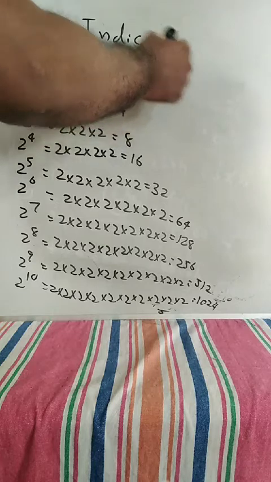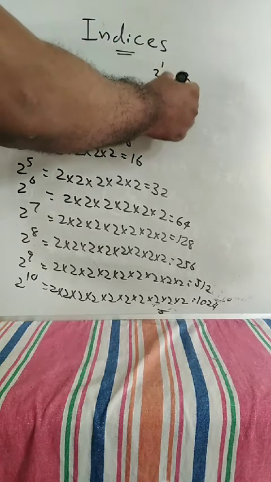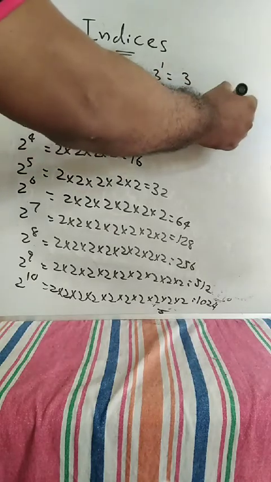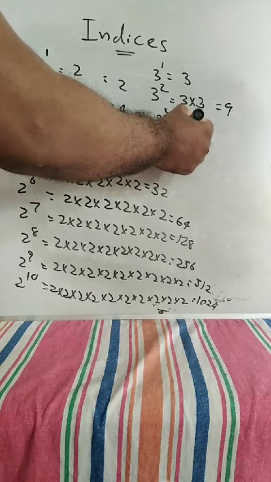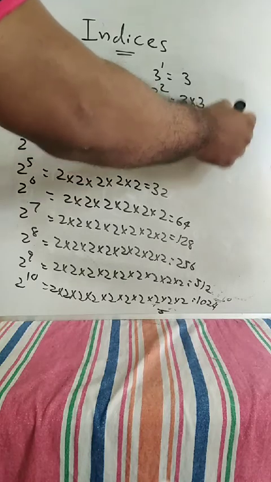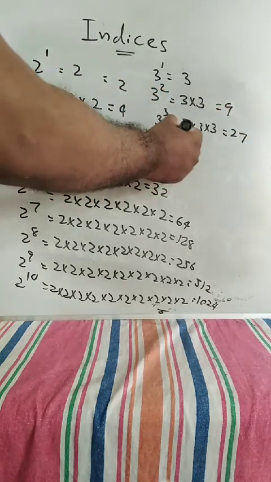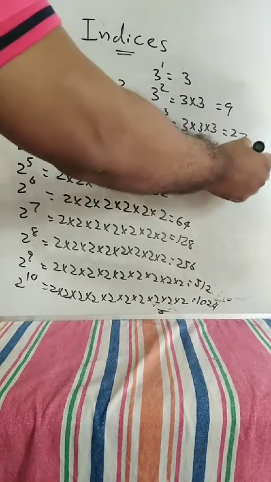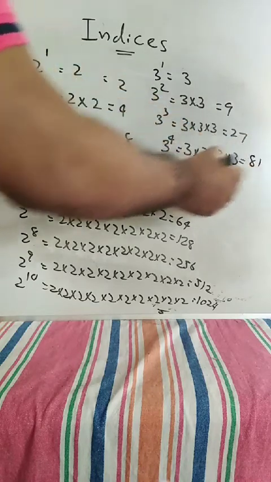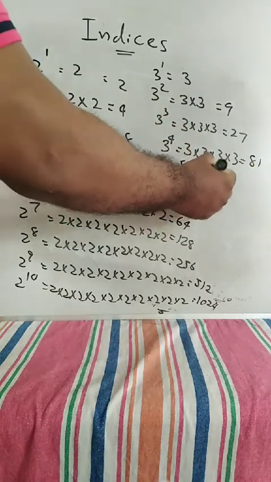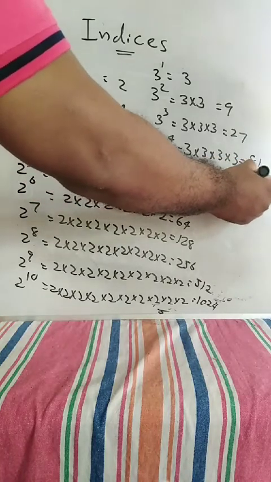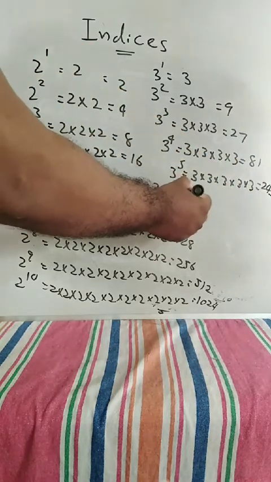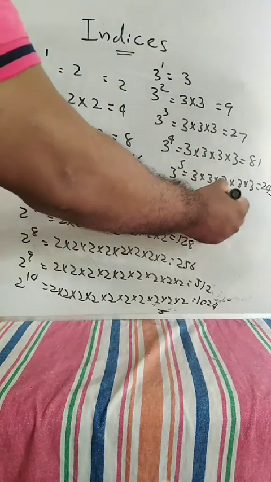Right, the same with 3. 3 to the power 1 means 3, no? 3 to the power 2, 3 should be multiplied 2 times. 3 to the power 2 is not 6. 3 into 3, 9. 3 to the power 3, 3 into 3 into 3. Then 9 into 3, 27. Then 3 to the power 4, 3 into 3 into 3 into 3. Then 27 into 3, 81. Yes. 3 to the power 5, 3 should be multiplied 5 times. 81 into 3, 243. Yes. 3 to the power 6 means 3 should be multiplied 6 times.